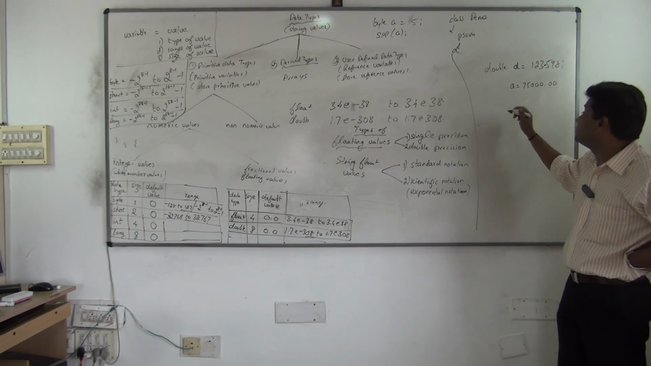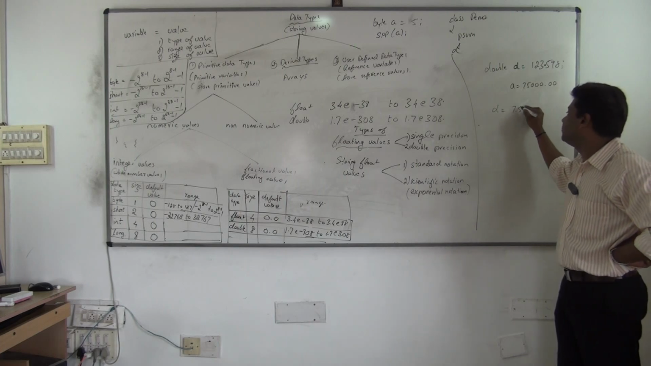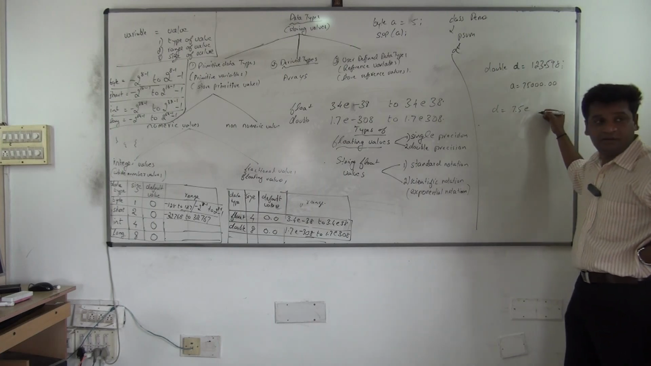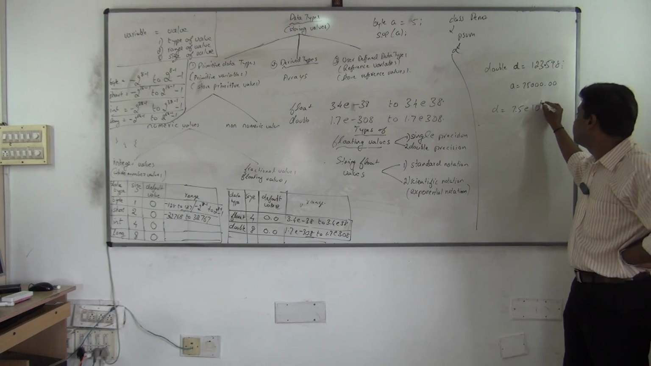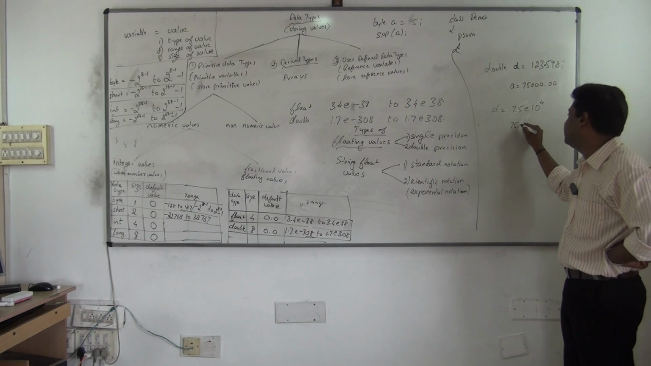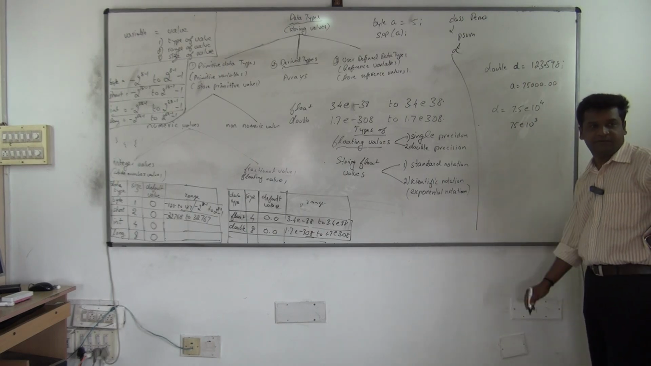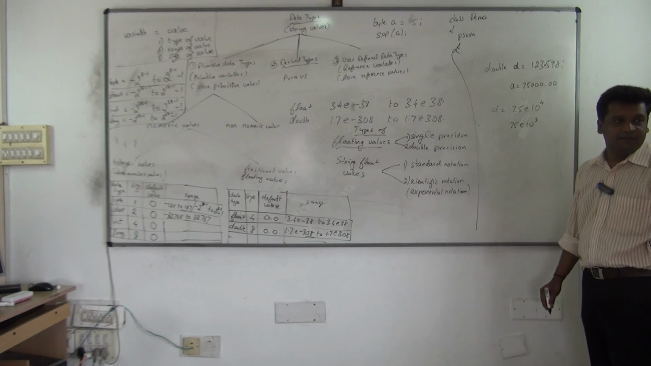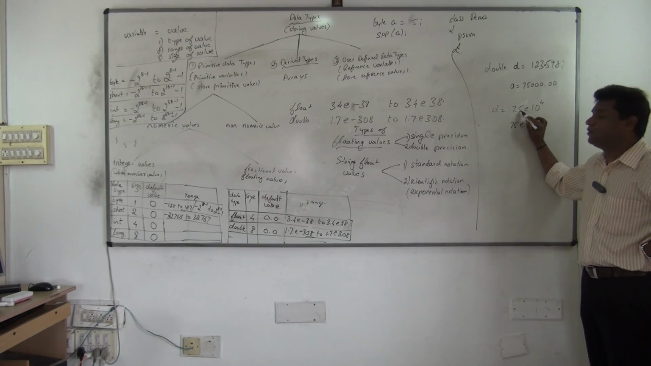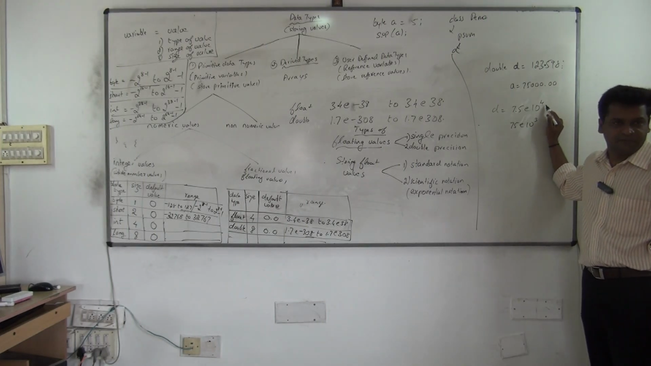The same 75,000 can be stored how, do you know? D is equal to, can you guess? 7.5 E 10 to the power of 4. Or it can also be written as 75 E 10 to the power of 3. This way also you can write. Both are correct. You are only telling 7.5 multiplied by 10 four times: 10 into 10 into 10 into 10, or 10 to the power of 4.